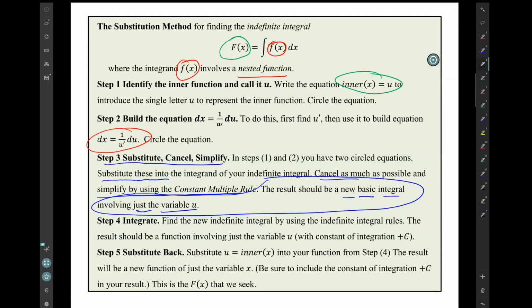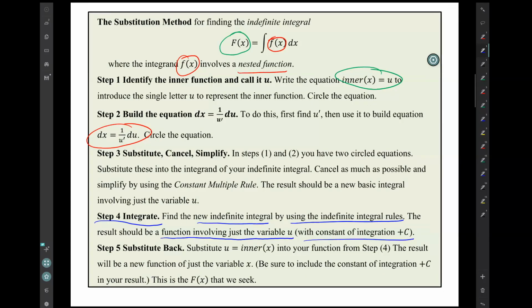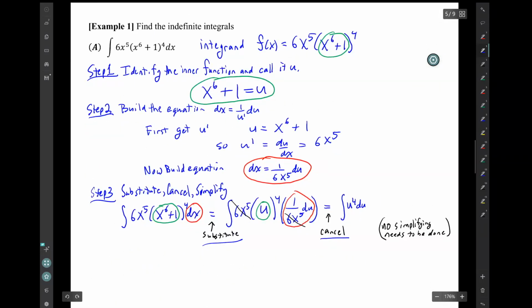So we've done step 3. We've reached this new basic integral involving just the variable u. Now we're ready to go on to step 4. Step 4 is to integrate. Find the new indefinite integral just by using the indefinite integral rules. The result should be a function involving just the variable u with the constant of integration, plus c. Okay, so step 4 is integrate.